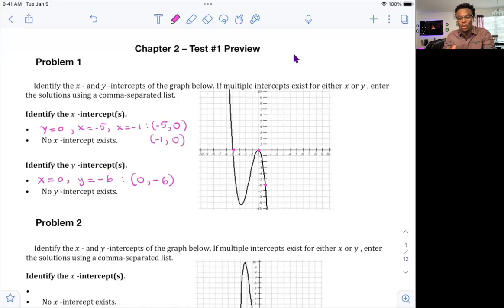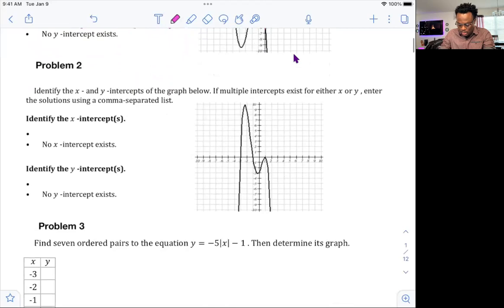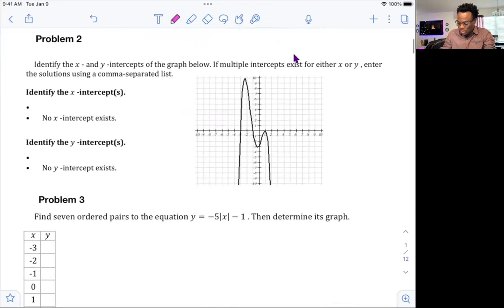But it's always going to be required on a test for me that you give your intercepts as ordered pairs, which means a value for x, a value for y, in parentheses, separated with a comma. Let's do another problem of the type. Same thing, I'm going to identify where the graph touches the x-axis.